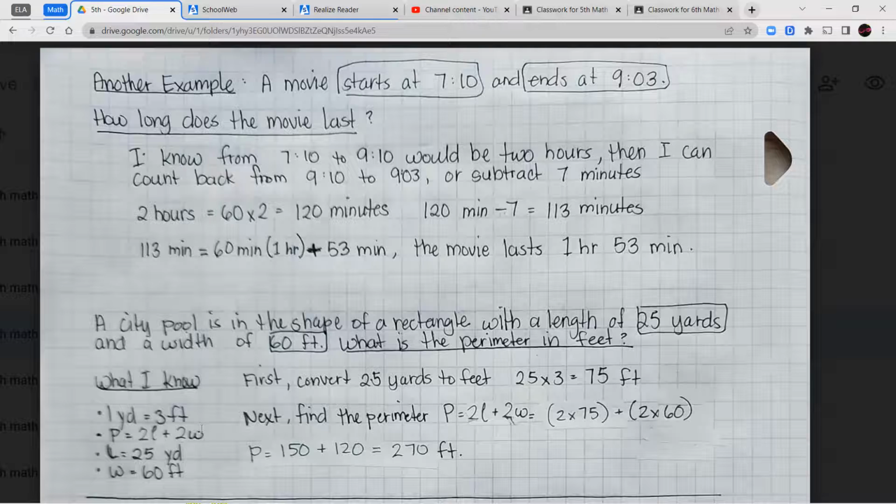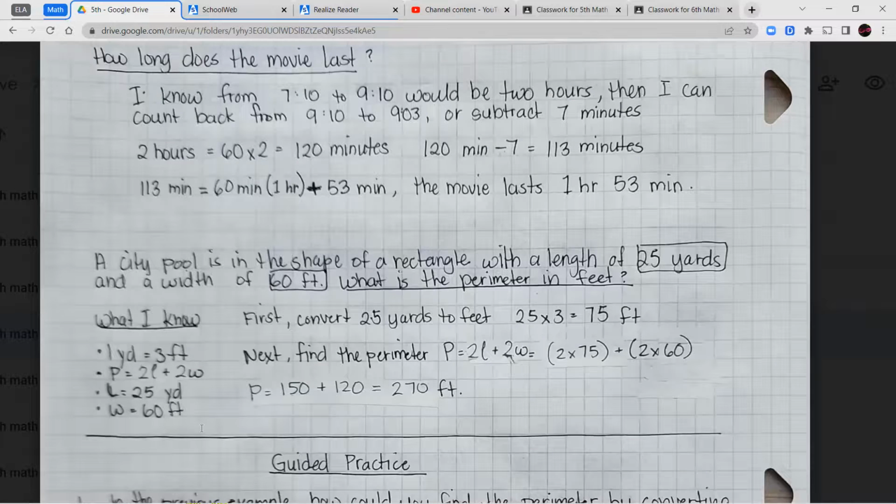So 113 minutes is 60 minutes, which is 1 hour, plus 53 more minutes. So the movie lasts 1 hour and 53 minutes, which is reasonable because when we estimated and did from 7:10 until 9:10, that was 2 hours. So 1 hour, 53 minutes is just a little bit less than that.